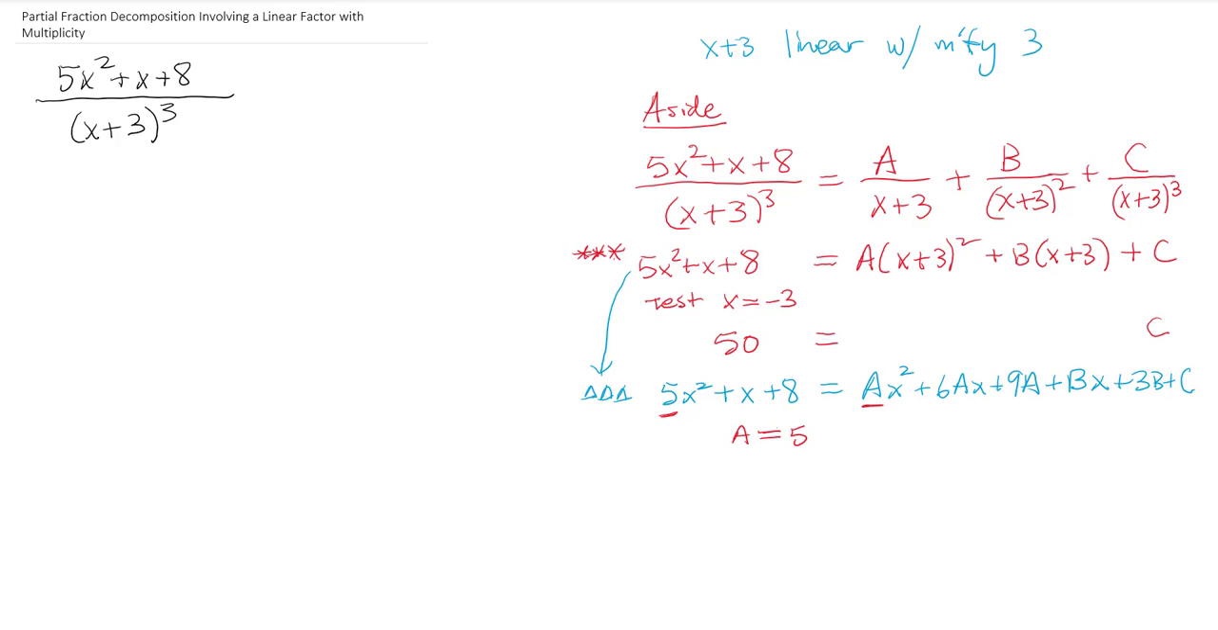So how can we solve for b? Well, let's look at the coefficients in front of the x. So 6a plus b must be equal to the invisible 1. What do you mean the invisible 1? There it is. The invisible 1 is now visible. Let's get b. So b equals 1 minus 6a. So b must be -29.